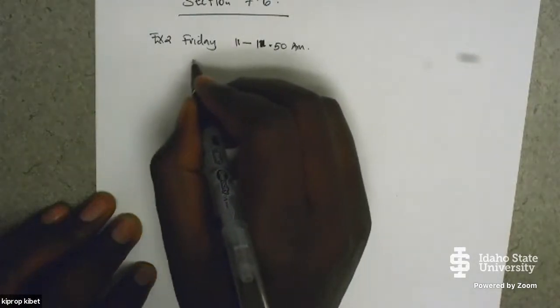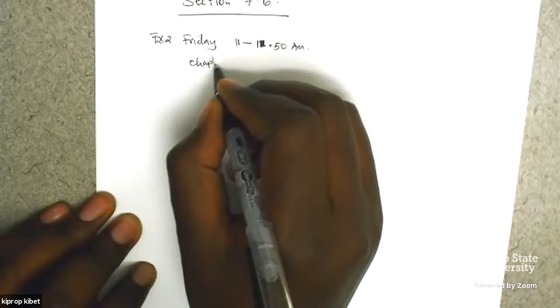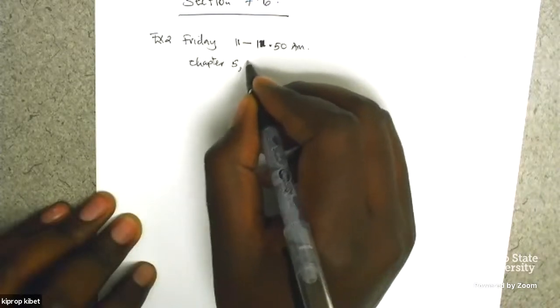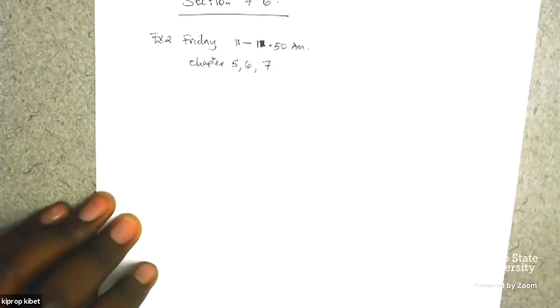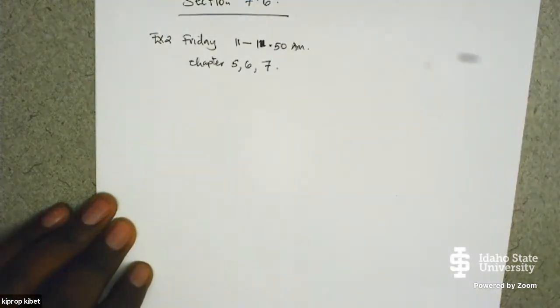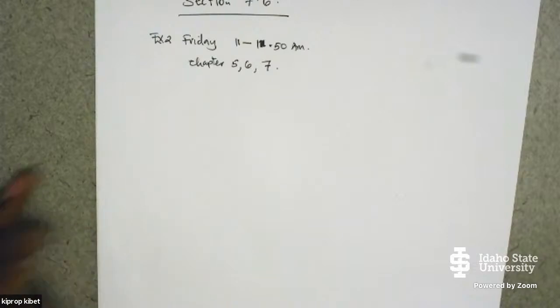It will cover chapters 5, 6, and 7. The last one, which we'll be doing today, is 7.6. So 5.1 to 7.6. We will look at 8.1 on Wednesday, and we'll do some review after doing the 8.1 review.